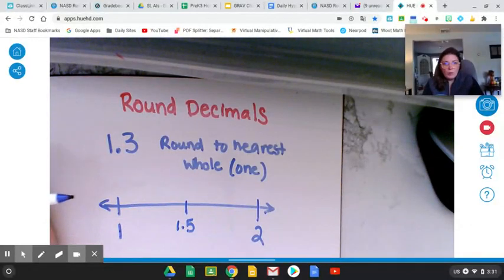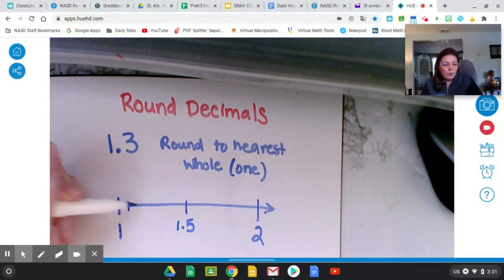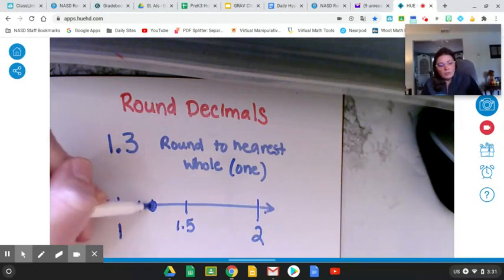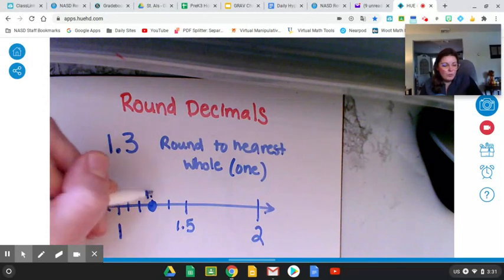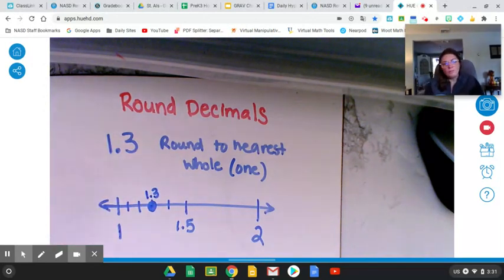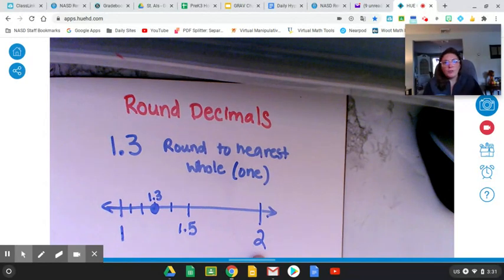So let's figure out where 1.3 is. 1.1, 1.2, 1.3, 1.4, 1.5, etc. So 1.3 is right there. And you can see that it's closer to the whole number 1 and not closer to the whole number 2. So when we round 1.3 to the nearest whole, or to the nearest 1, we say that it's closer to 1.